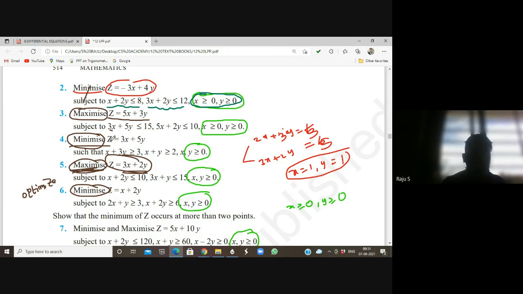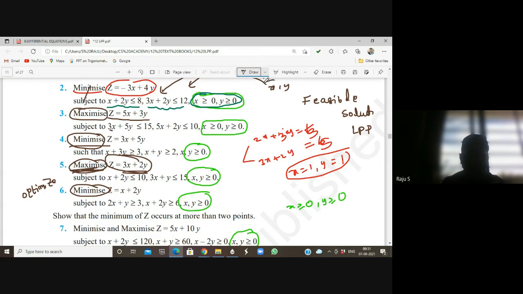Next, we have a few important points. A solution is nothing but the set of values of x comma y satisfying the constraints. This x comma y satisfying the constraints is called the solution. Next, the feasible solution of an LPP. Very important. What is meant by a feasible solution of an LPP?